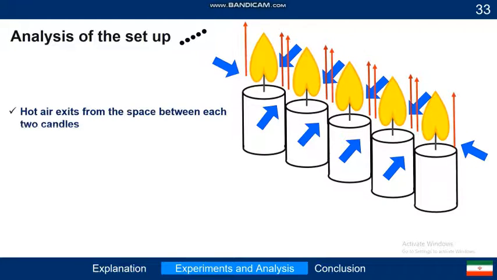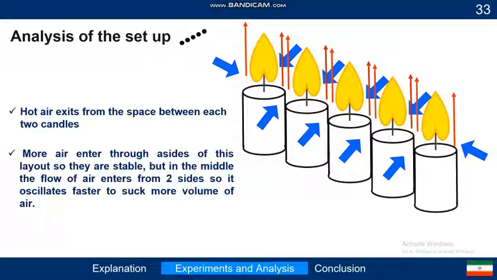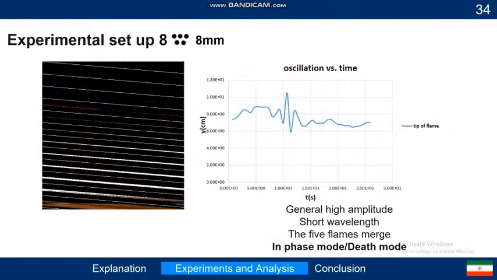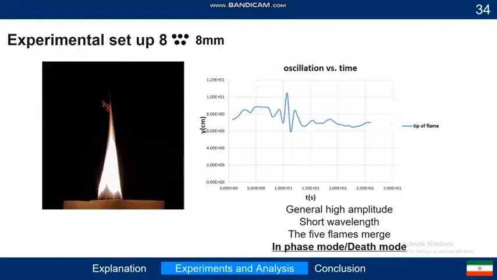The analysis of the setups tells us that the two sides of this shape have the volume of fresh air from three sides, but the three candles in the middle have fresh air from only two sides. So the two flames on the sides of this shape are stable, but the three candles in the middle have less fresh air and they have coordinated oscillation, so they are in phase.